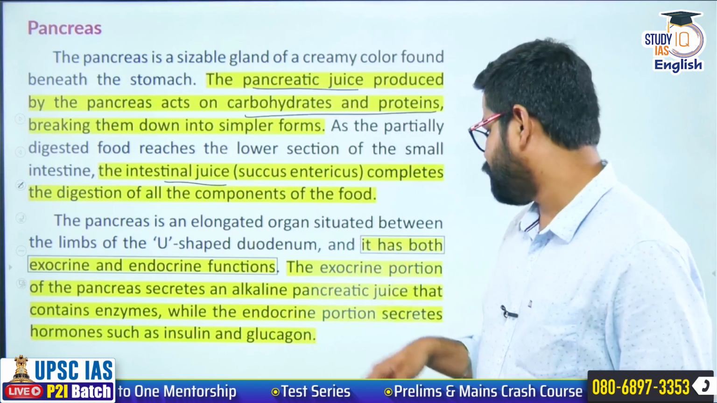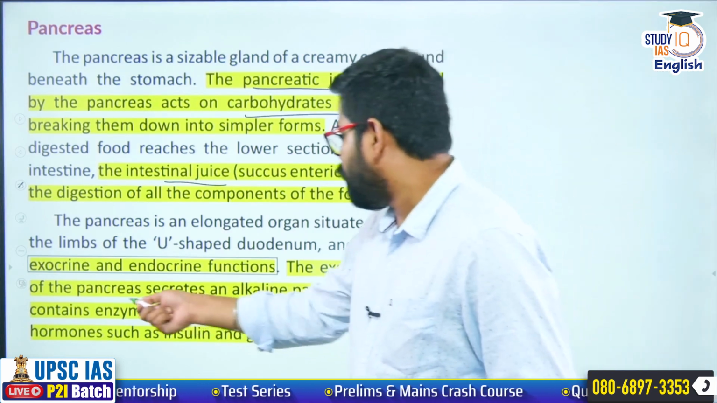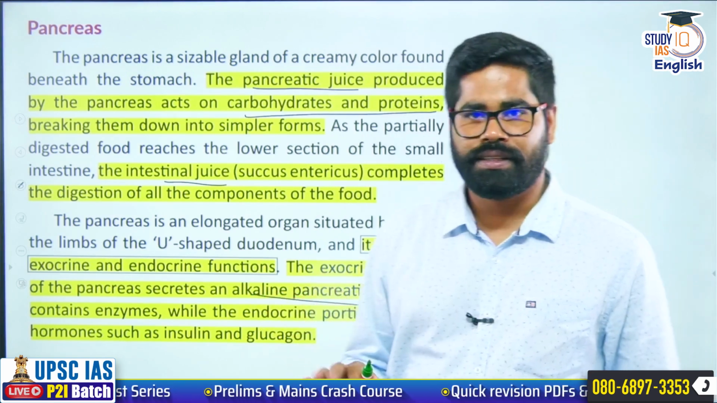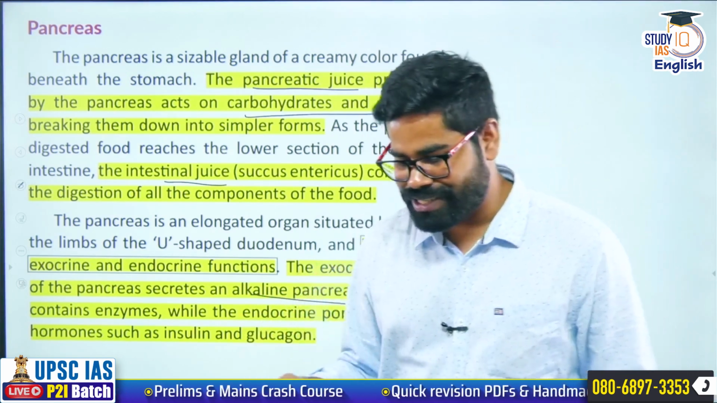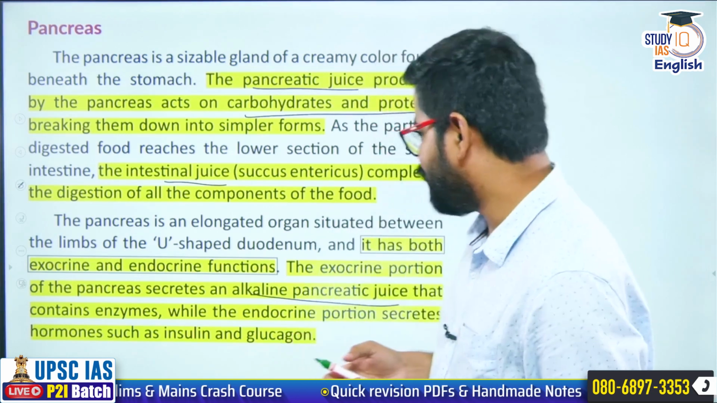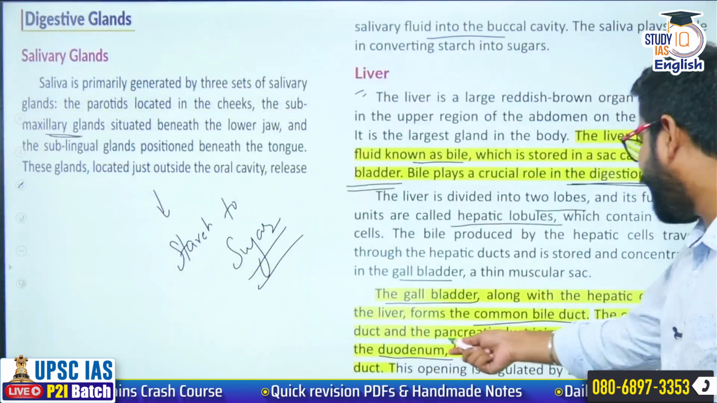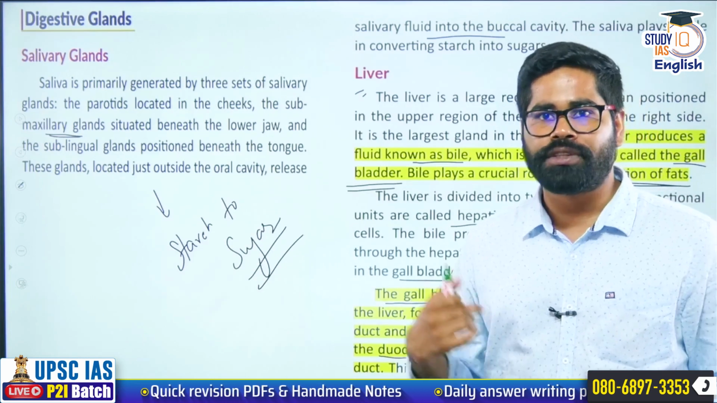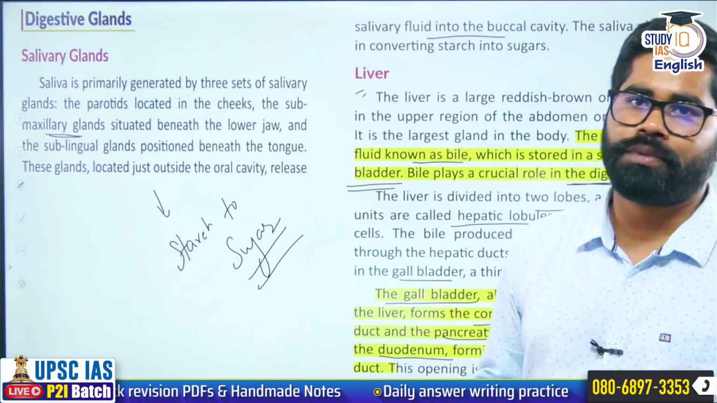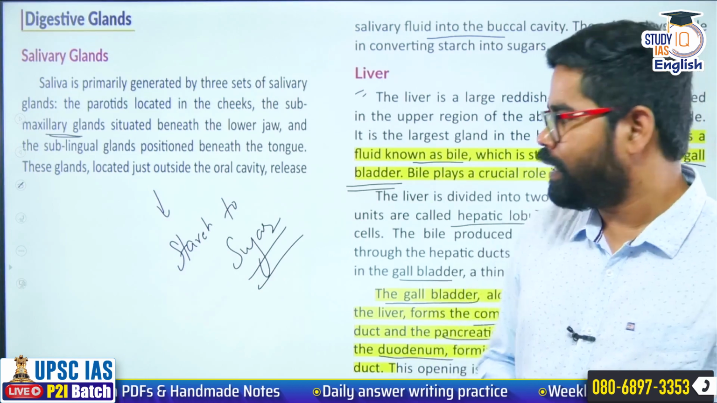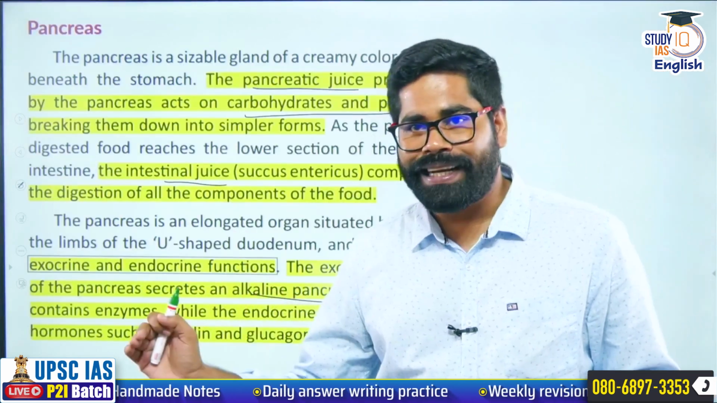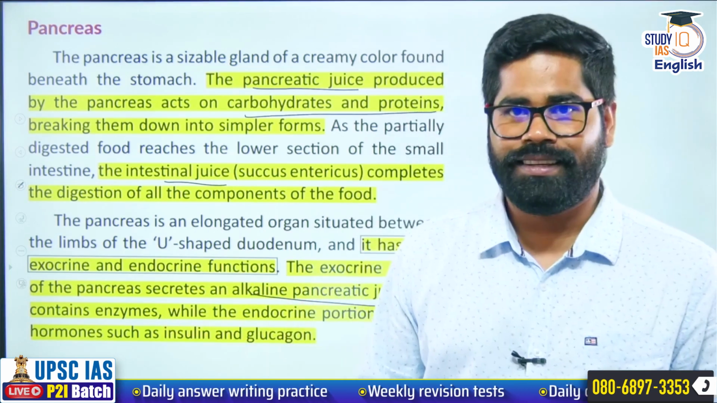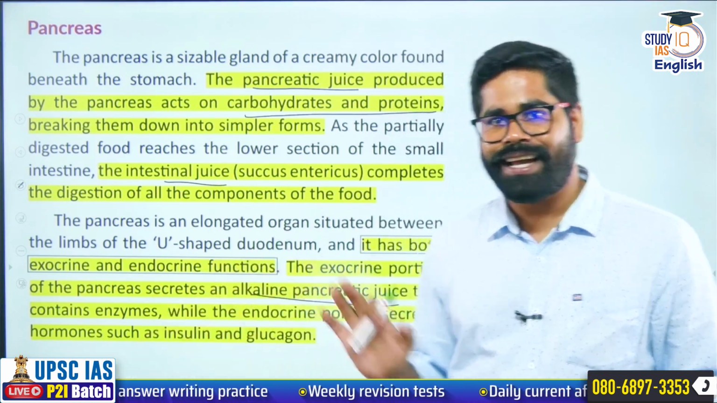Okay. See, if we talk about the exocrine part, it has the pancreatic juice that contains the enzymes, and there is a duct, as we have just talked about. The pancreatic duct and the common bile duct combine and go into the duodenum, the upper portion of the small intestine. That is the part where it acts as an exocrine gland, because it has its own duct.